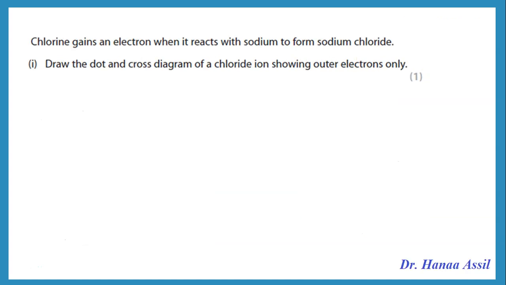Chlorine gains an electron when it reacts with sodium to form sodium chloride. Draw the dot and cross of what? Please practice that: you should read the question and answer according to what the question requires. So here the question says, draw the dot and cross diagram of what? Of a chloride, not sodium chloride, chloride ion alone. So that's what we're required to draw.